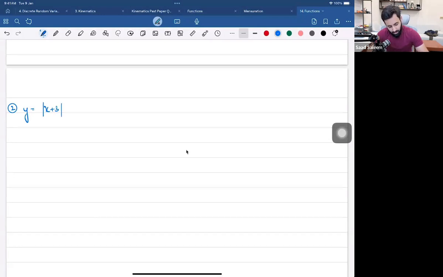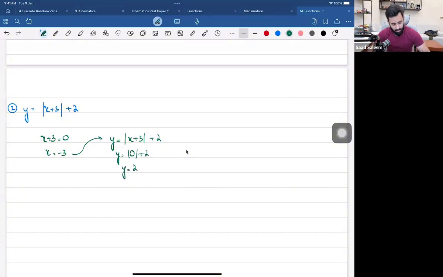So y equals modulus of x plus 3, plus 2. First step, find out the x coordinate of the vertex, for which we take whatever's inside the modulus, equate that to 0. So x turns out to be minus 3. Then to find out the y coordinate, we plug this into the original equation. So minus 3 plus 3, that's going to be 0, 0 plus 2. That means the y coordinate of the vertex is 2. So here we have the coordinates of the vertex, minus 3, 2.